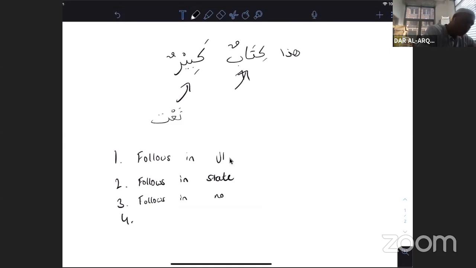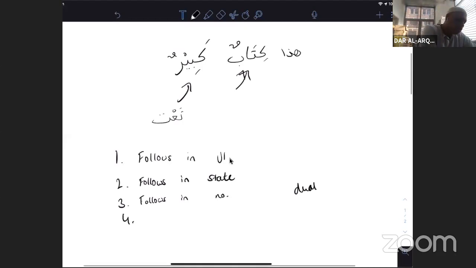Okay, it follows in number. So if the original word is a mufrad, a singular word, like in our case, kitab, one book, then the adjective has to also be mufrad, singular. If the original word is jewel, when I say jewel, I mean this word, sometimes it's a bit hard to understand my accent, jewel, as in two, then also the adjective has to be jewel. If it's plural in Arabic, that's more than two, then the adjective has to also be plural. Tamam.